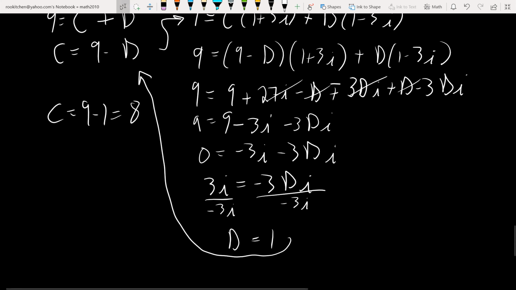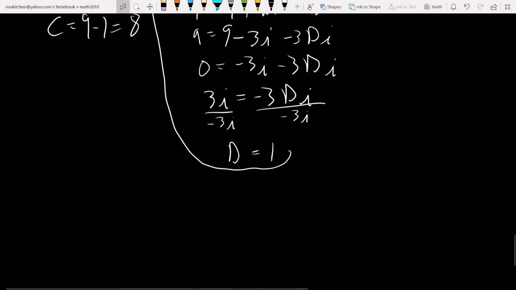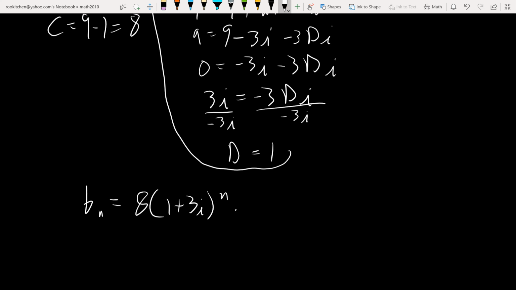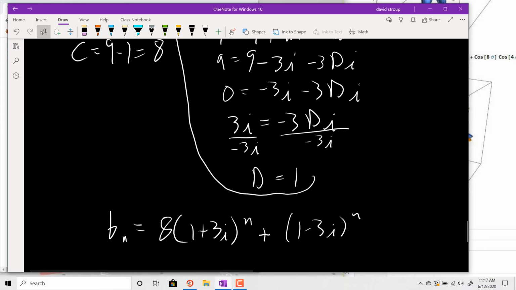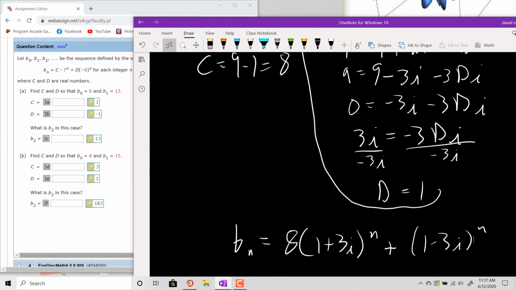Okay, so those are our initial values, and now we just substitute them back in for our explicit formula. B sub n equals 8 times, I think it was 1 plus 3i first, to the n, and then plus 1 times 1 minus 3i to the n. Okay, so it looks weird, but it is what it is, and that's about it. I'm just looking to see if I made any mistakes.